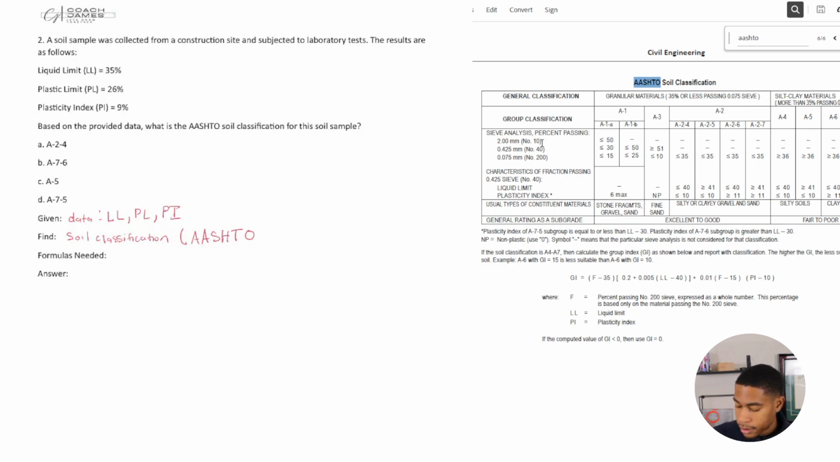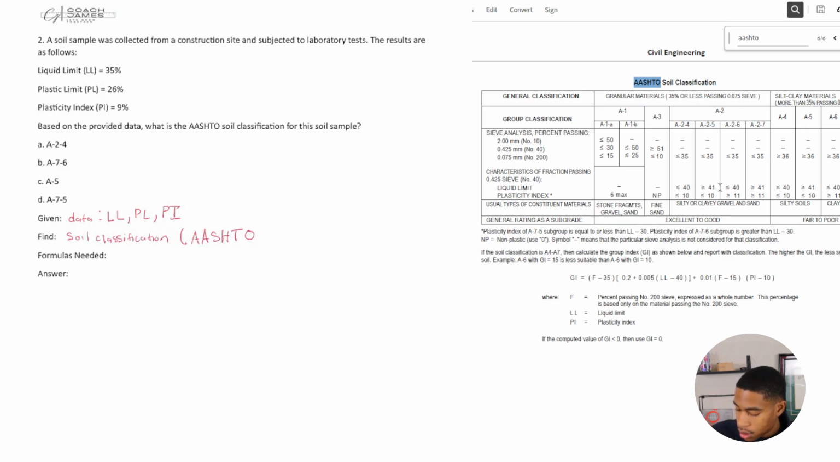Okay. So this question is asking specifically based on the liquid limit, right, and plastic limit. So liquid limit, if we come here and we scroll over, is our liquid limit less than 40? Oh yes. So A-2-4 is still in the running. Is it greater than 41? No. So A-2-7 is out. So you have to remember these things.